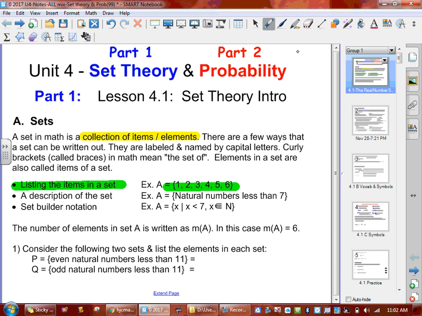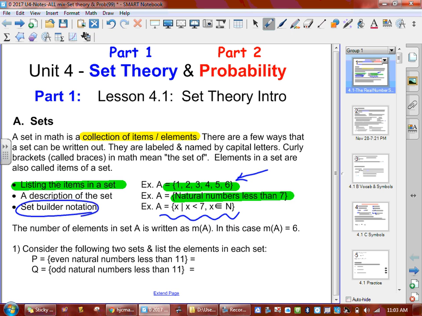Now, we could also write it with words and do a description, okay? So words doing a description. So natural numbers less than 7. Okay, that also describes this exact same set right there, natural numbers less than 7. The next way is called set builder notation. The third way here, we're going to investigate that a little later, but set builder notation again uses the curvy brackets.